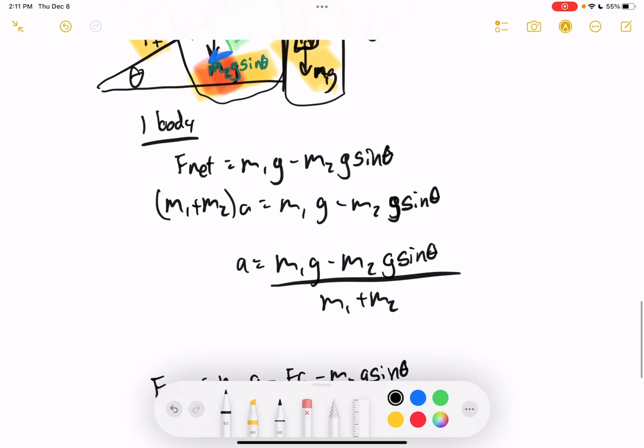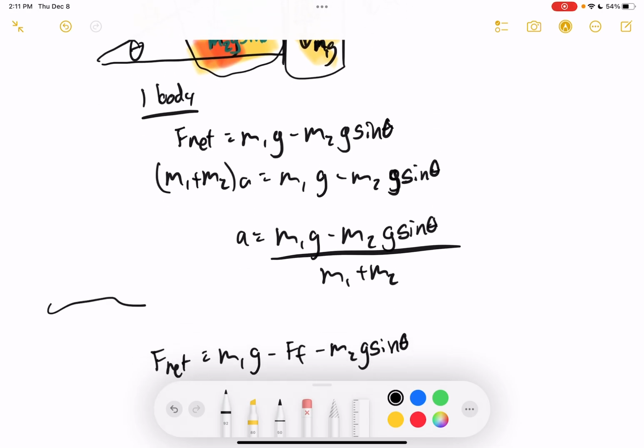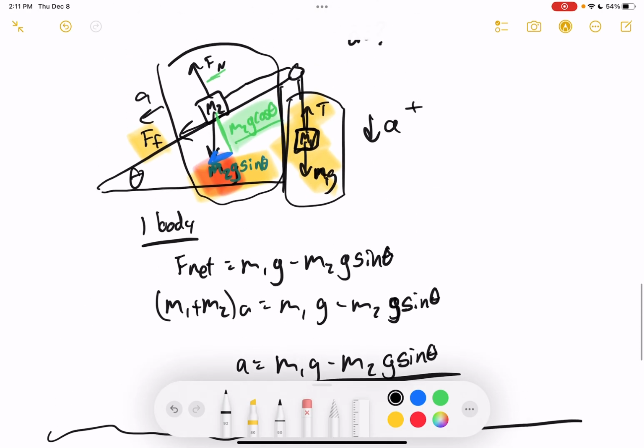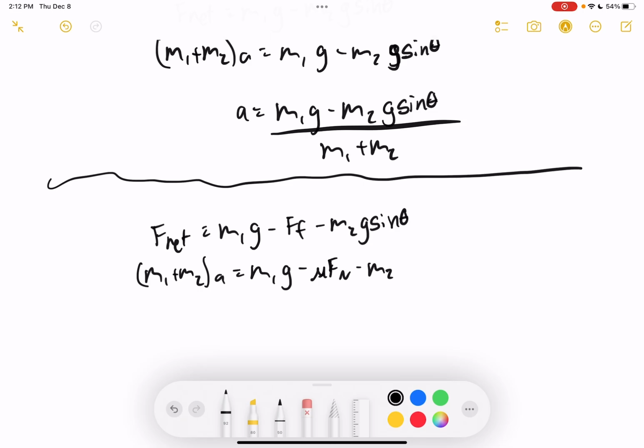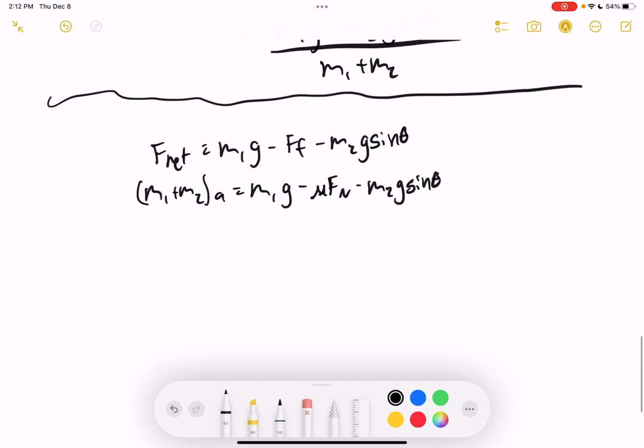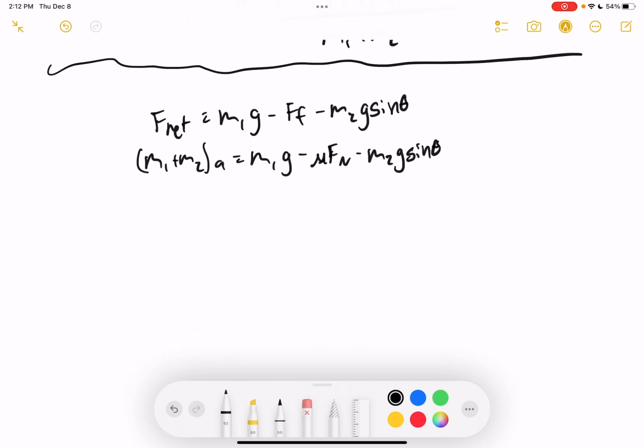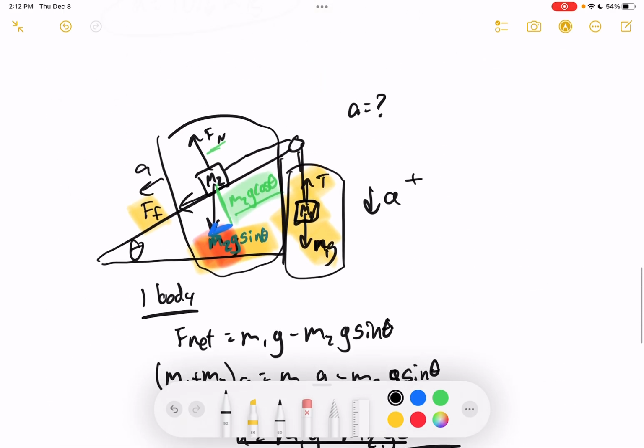I know it can be a little tricky with so many different variables, but it's really just taking all the different pieces that you know and putting them together, okay? So remember my F net is (m1 plus m2)a equals m1g minus, remember the formula for FF is mu Fn, minus m2g sine theta, okay? And then I need to plug in for FF. So we've got to scroll up. What was FF equal to?